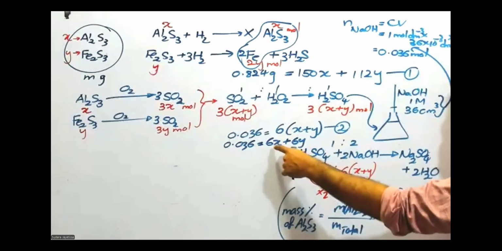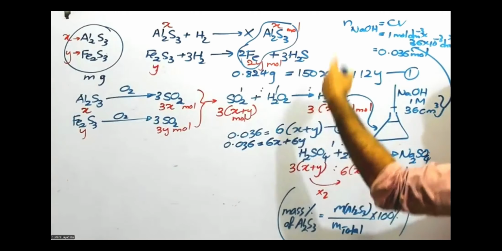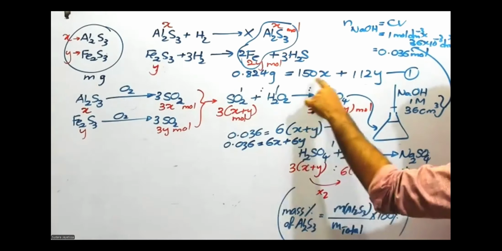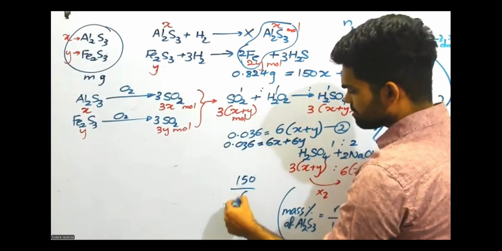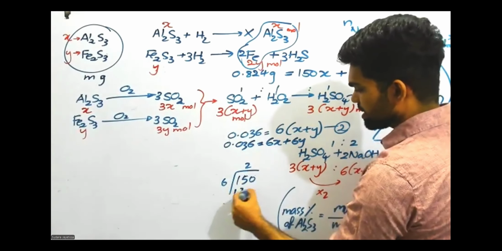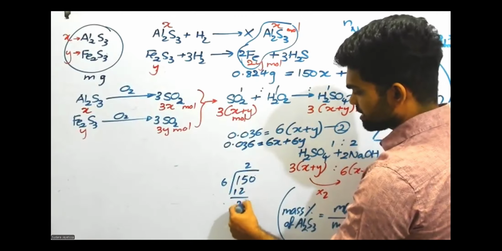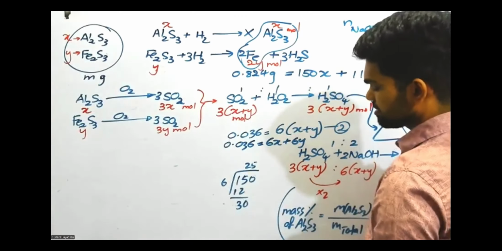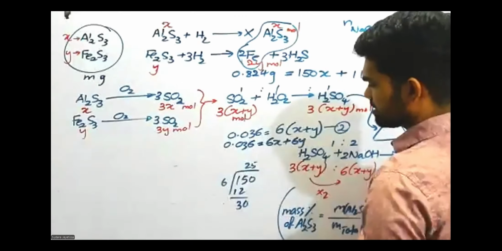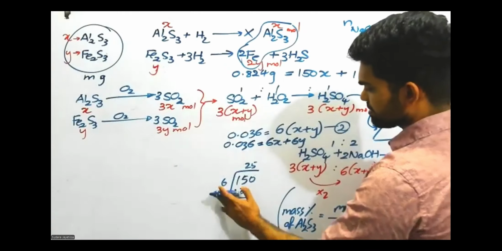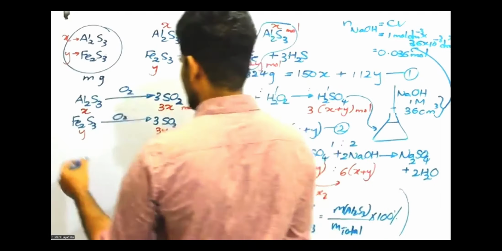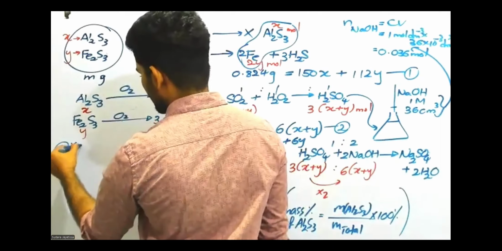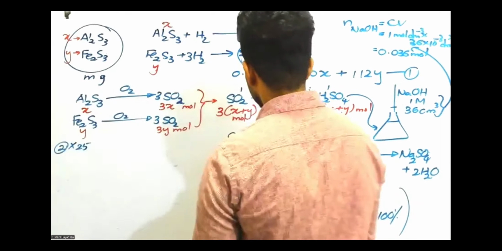Then what I need to do is multiply this 6x by some number in order to equal it to 150. So can I do that one? 150, is it divisible by 6? Yes, no? 12 and 30. Yeah, 25. So let's multiply this one by 25. The second equation multiplied by 25.